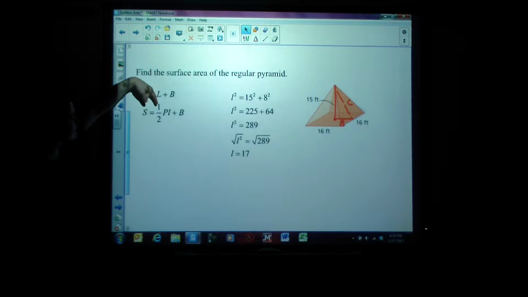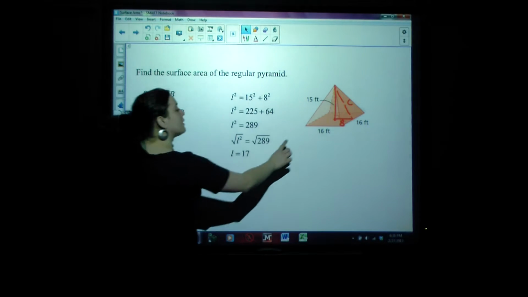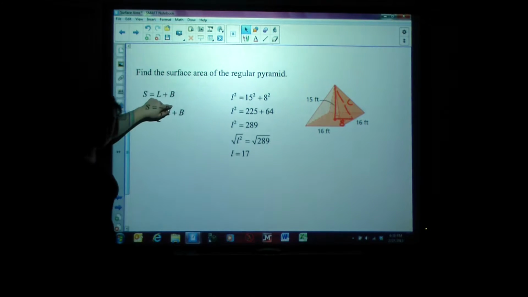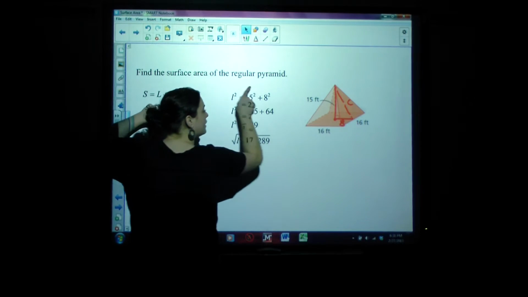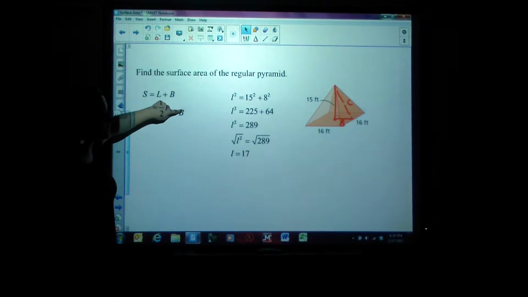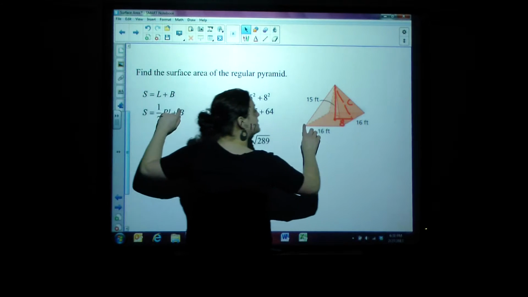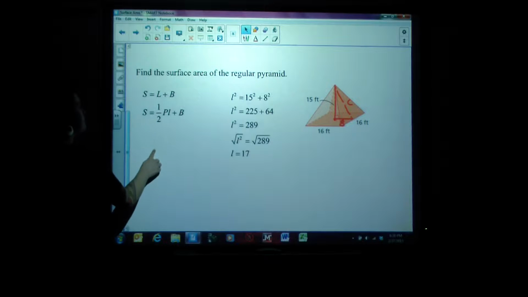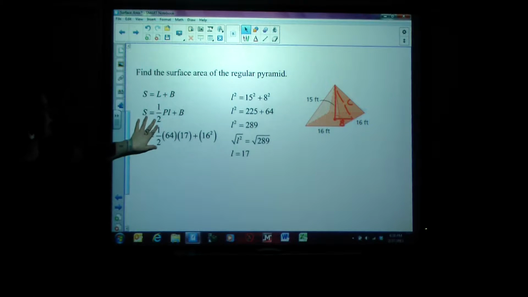So we are going to take 1/2 times the perimeter. The perimeter is going to be 16 plus 16 plus 16 plus 16. And then the slant height, which we just calculated using Pythagorean theorem, plus area of the base. Area of the base is going to be 16 squared because it's a square, or 16 times 16. So if we look, we get 1/2 perimeter times slant height plus area of the base, 16 squared.